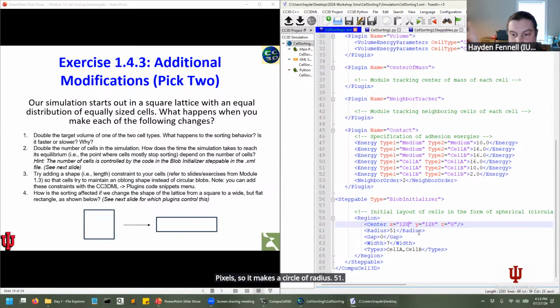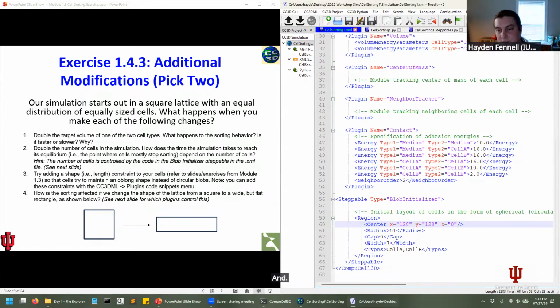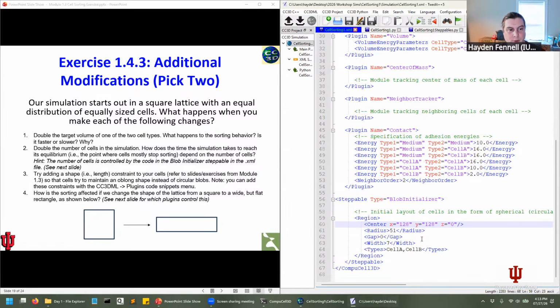Gap means there's space between your cells. Here we have a gap of 0 because we want to create with no gaps between cells. And then your width is the width of each cell, the approximate diameter of each cell. So to have more cells, you can decrease your width and increase your radius to create a larger blob, or you can just increase your radius. Let me know if that works for you too.